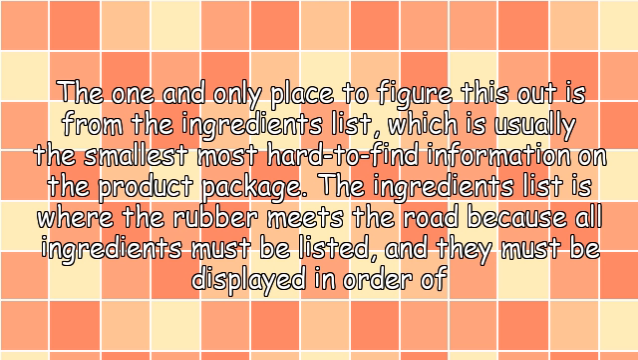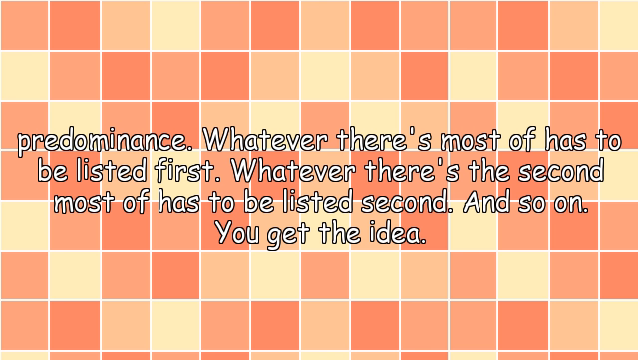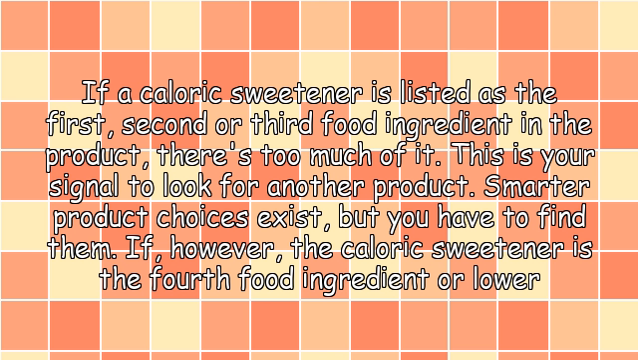The ingredients list is where the rubber meets the road, because all ingredients must be listed, and they must be displayed in order of predominance. Whatever there's most of has to be listed first. Whatever there's the second most of has to be listed second. And so on. You get the idea. If a caloric sweetener is listed as the first, second or third food ingredient in the product, there's too much of it. This is your signal to look for another product.